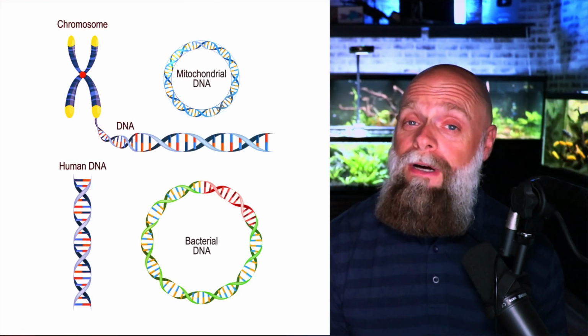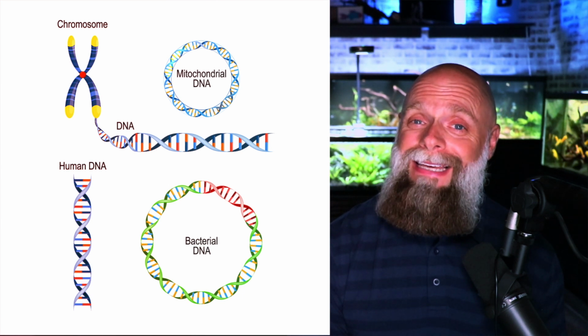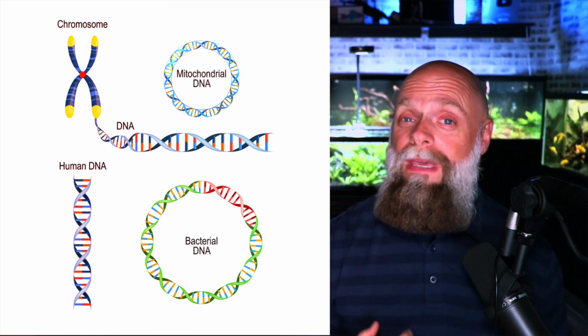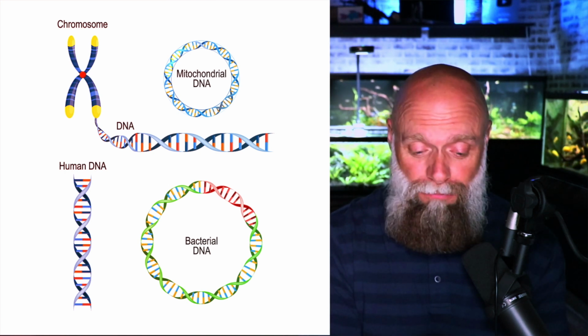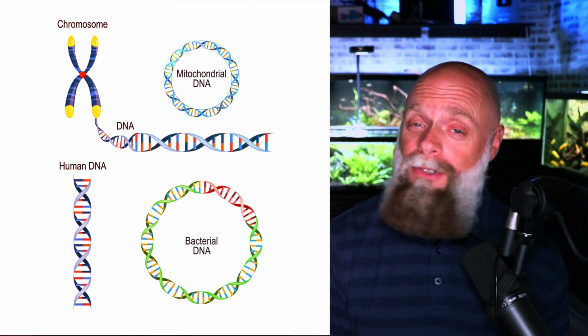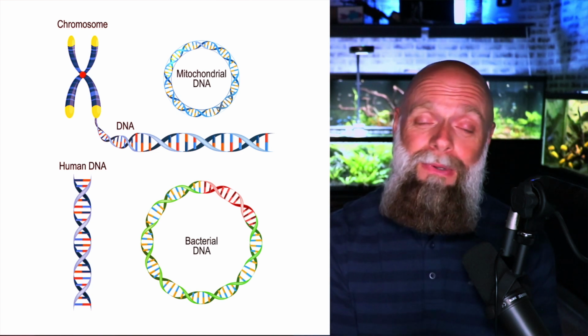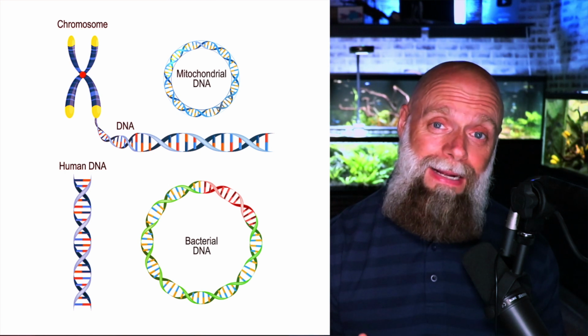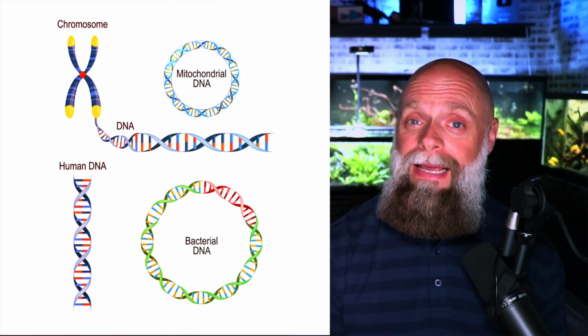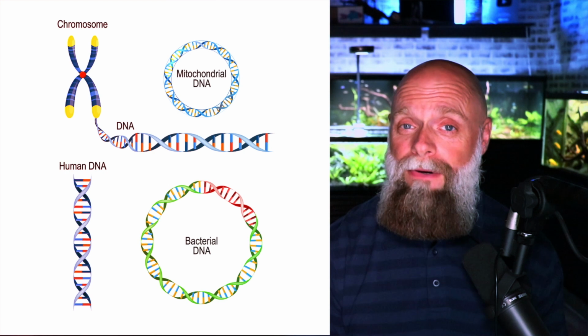Now, it is important to understand there's different types of DNA depending on the organism. We human beings have linear DNA that's broken out into 46 different chromosomes, and different animals, different organisms will have a different number of chromosomes. We also have, in our mitochondria, mitochondrial DNA that we primarily get from our mother.